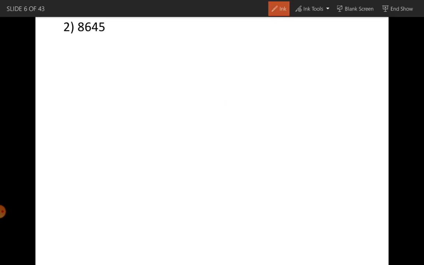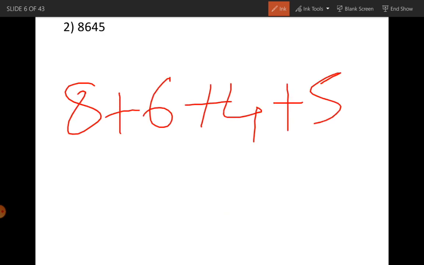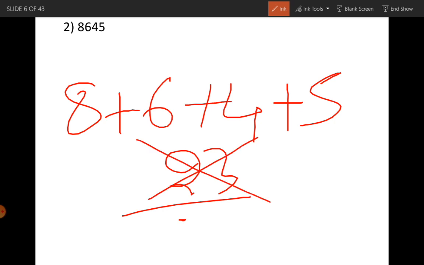Next, 8654. Here 8 plus 6 plus 4 plus 5. 8 plus 6 is 14, 14 plus 4 is 18, 18 plus 5 is 23. 23 is not divisible by 3. It is not completely divisible by 3. So 8645 is not divisible by 3.